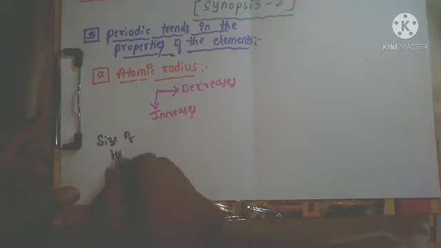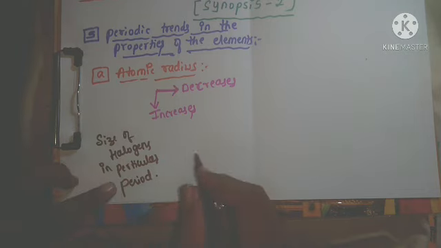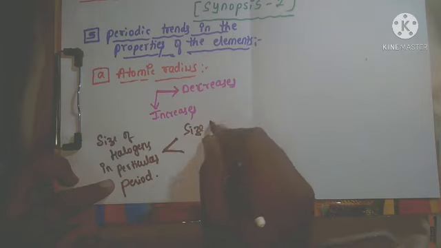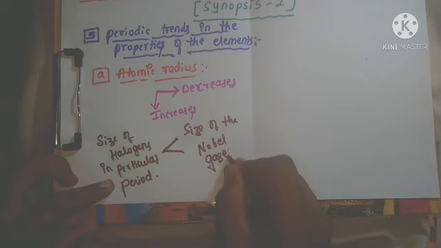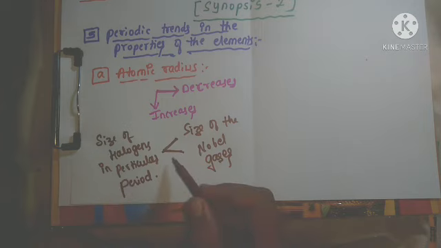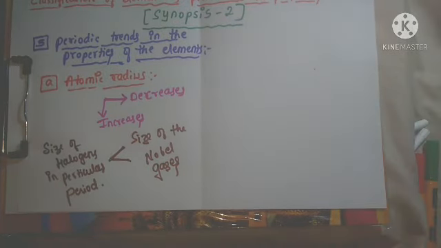Size of halogens in particular period, in only one period you have to compare, is smaller than that of the size of the noble gases. That is only here. Size of the halogens in particular period is lesser than that of the size of the noble gases in that period only, right? Next, we will go for the second one, B. That is ionic radius.